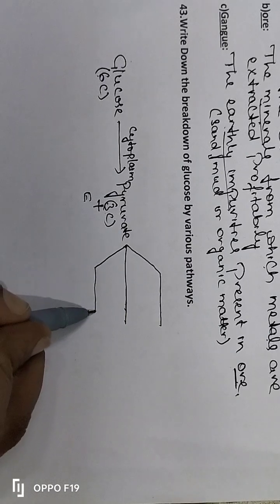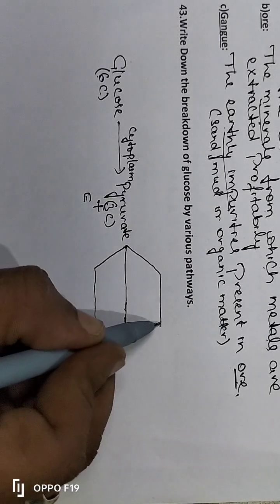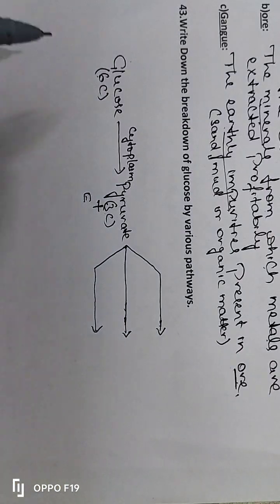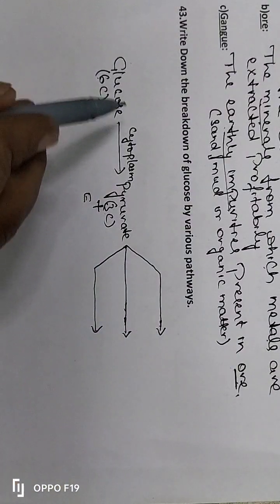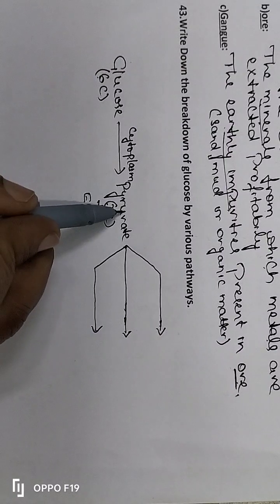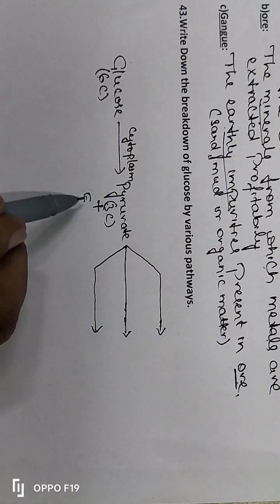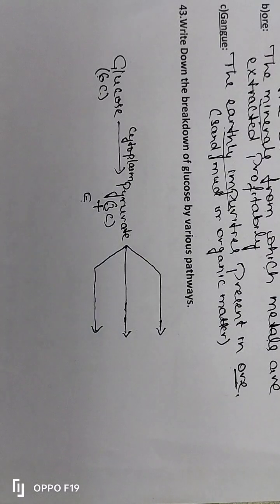How is the pyruvate converted? At the beginning you have to write that the 6 carbon molecule glucose is converted into 3 carbon molecules of pyruvate in the cytoplasm of the cell and releases a small amount of energy. Further, the pyruvate will be converted in 3 parts.